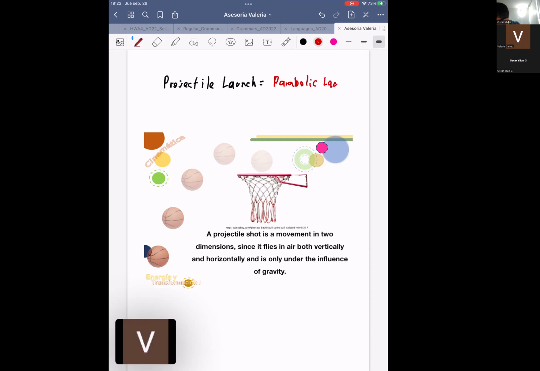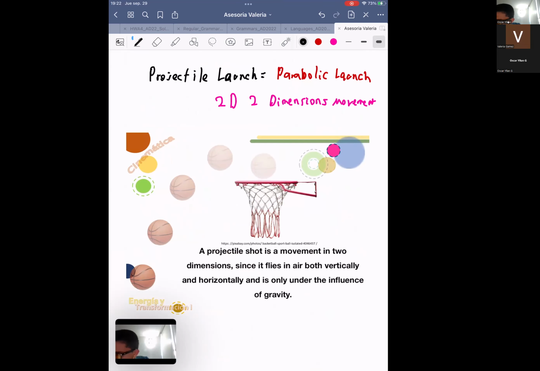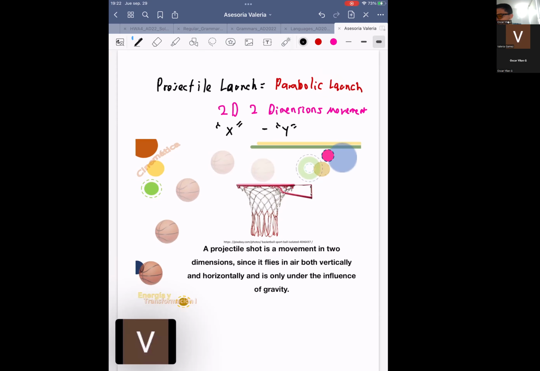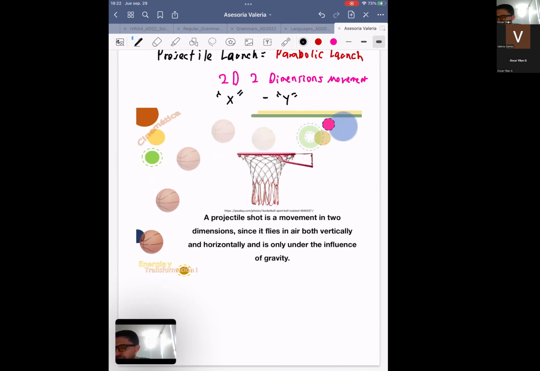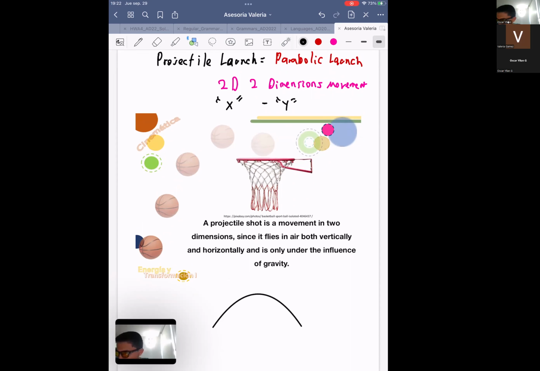Launch. Basically these two are two dimensions, two-dimensional movement. Why? Because two dimensions means that we are going to analyze this system in the x dimension and in the y, in x and y coordinates. That's why it's called two dimensions, and it's also called parabolic because the figure is going to be basically a parabola.